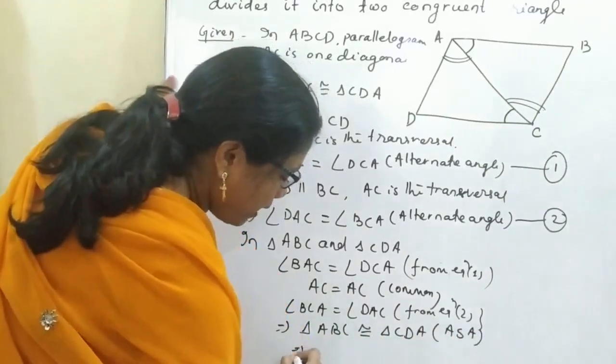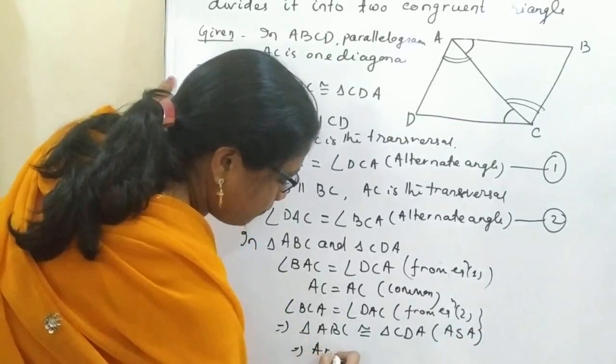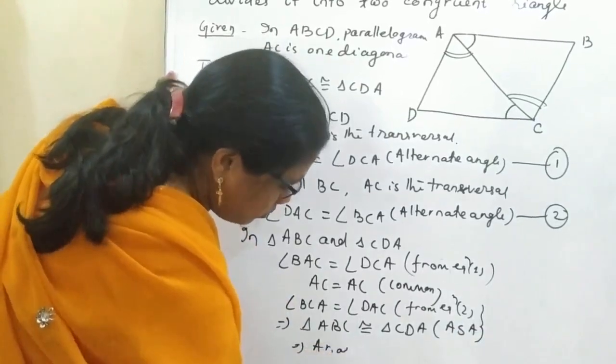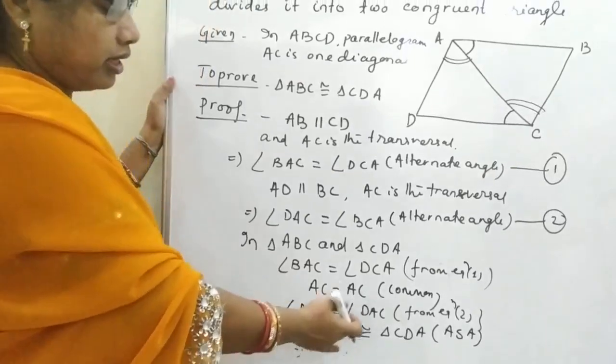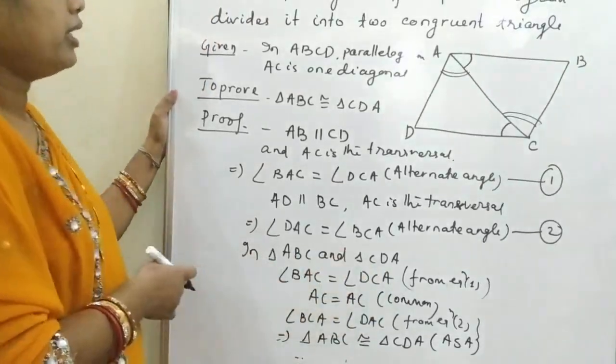So this is the conclusion. Triangle ABC is congruent to triangle CDA.